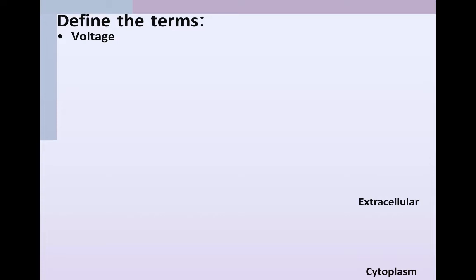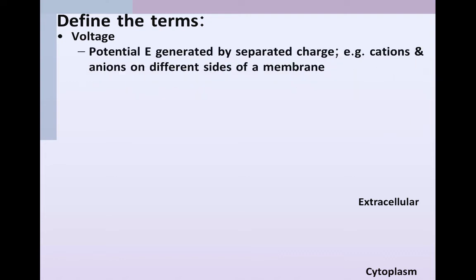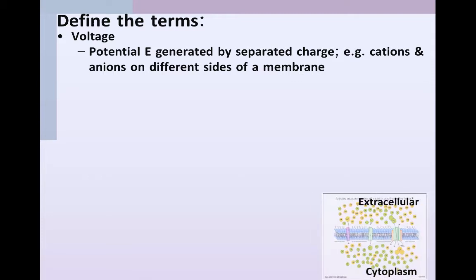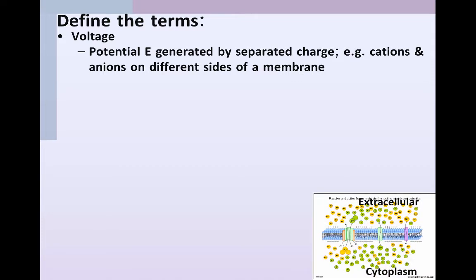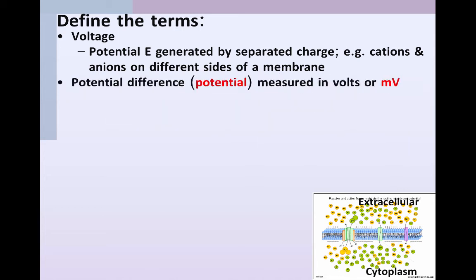Those of you who've had some physics may already be familiar with these. One term is voltage. Potential energy can be generated by separating charges, and we can do that by separating ions. And so we do that across our cell membranes. We have cations and anions that are found in different concentrations on either the inside or the outside of the cell. And I hope that you remember that sodium, for instance, is found in very high concentration outside the cell, whereas the concentration inside the cell is very low. And for potassium, it's just the opposite. There's a very high concentration of potassium inside and a low concentration outside the cell.